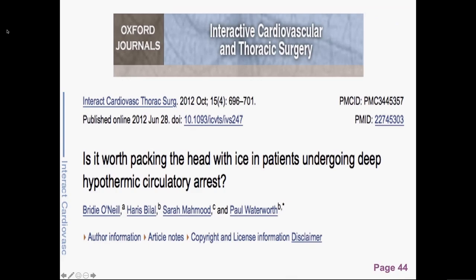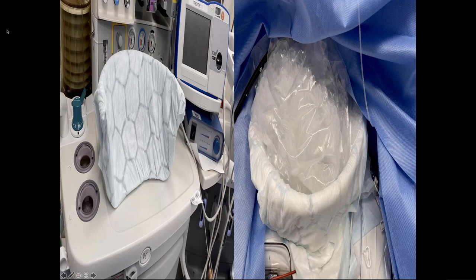Packing the head with ice during deep hypothermic circ arrest has been shown to improve mortality and neurological recovery. Ice packs are another neuroprotective agent. This is my way of doing ice around the head.